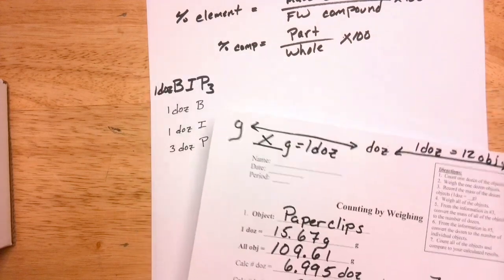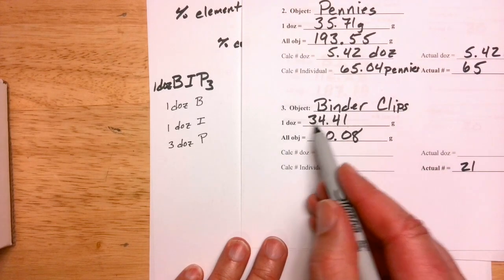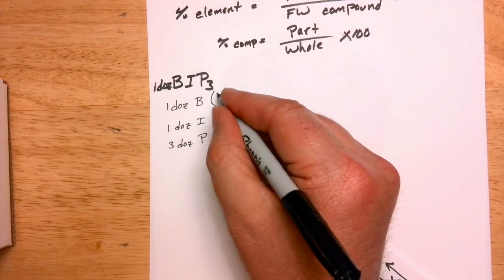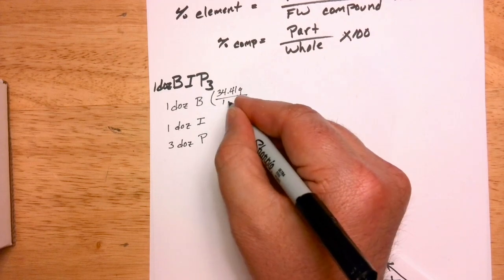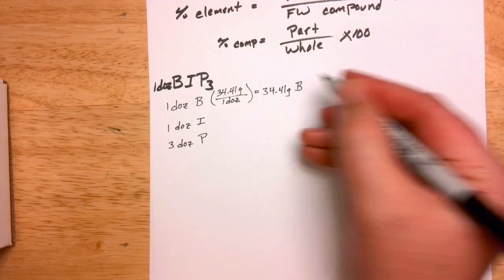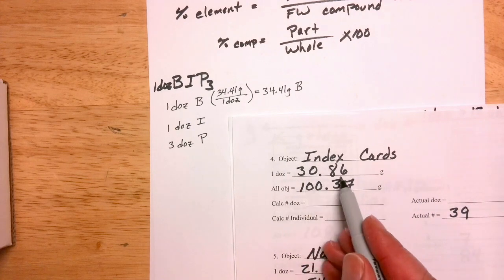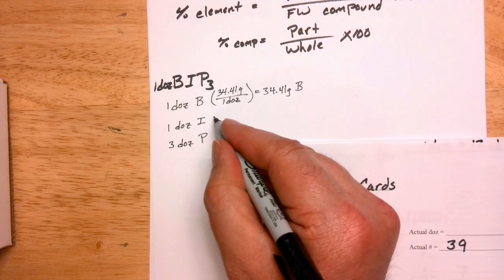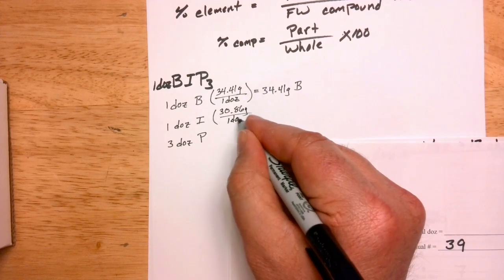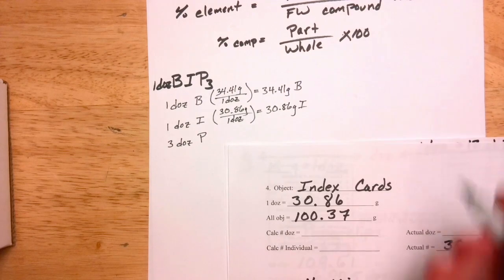So for the binder clips, if you look over here, 1 dozen is equal to 34.41 grams. So this is kind of like the numbers on the periodic table. So all we're going to do is we're going to take 34.41 grams for every 1 dozen, which comes out to be 34.41 grams of binder clips. For index cards, it was 30.86 grams for every 1 dozen. So it's going to be our conversion unit. So 30.86 grams for every 1 dozen, and you get 30.86 grams of index cards.